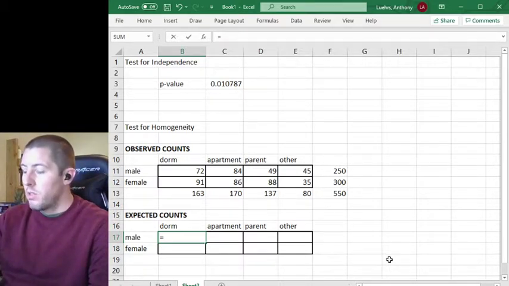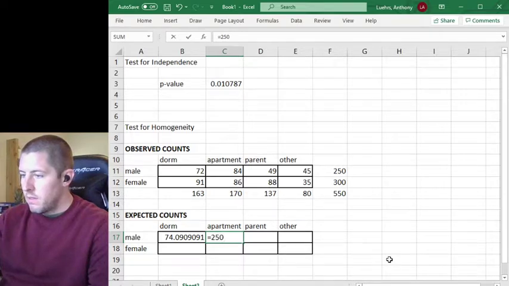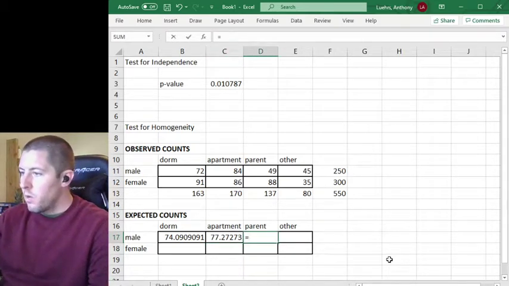So my row total, 250, times column total, 163, divided by total, 550. For this one here, apartment, row total, 250, times column total, 170, divided by total, 550. Equals parent, we've got 250 is the row total, times 137 is the column total, divided by 550.